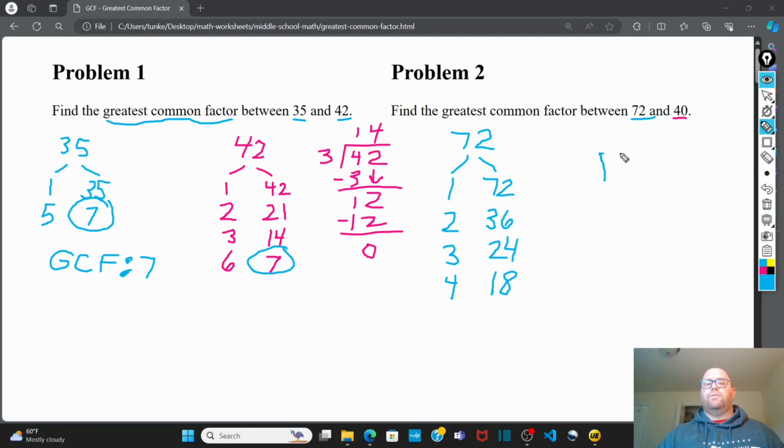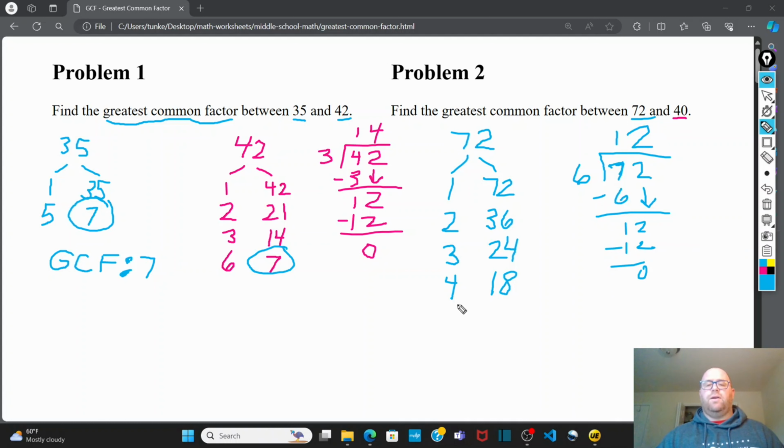So let's do 72. Divide that by 6. 6 goes into 7 once. 7 minus 6 is 1. Bring down the 2. 6 goes into 12 twice. Exactly. So 12 minus 12, that's 0.